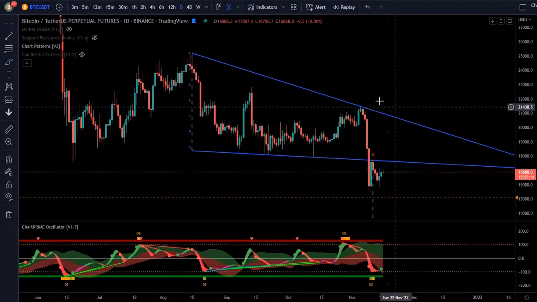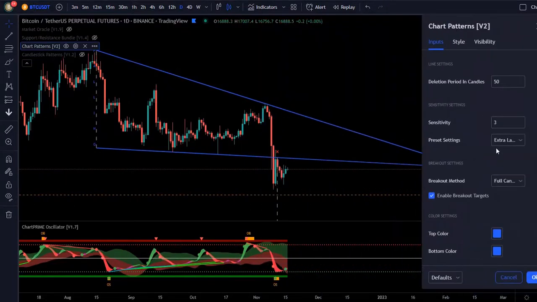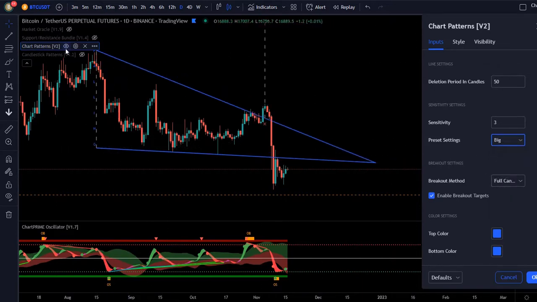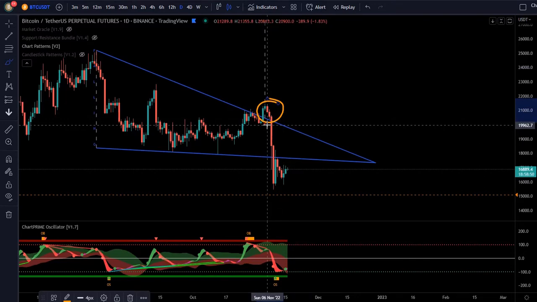So let's change what we have in here. So double click on that pattern. I'm going to have my chart patterns settings, and the tool is finding an extra large setting in here, which has played out very beautifully, right? Let me click big and wait for that little eye. So big, change a little bit of shape, and what do we see? We see a fake out, the same thing that I was telling you.